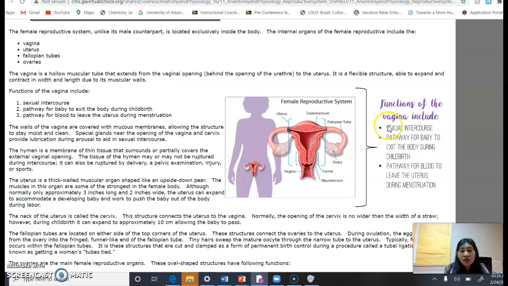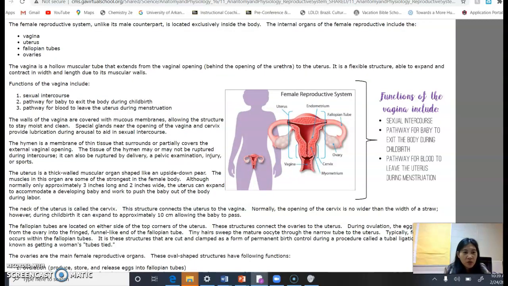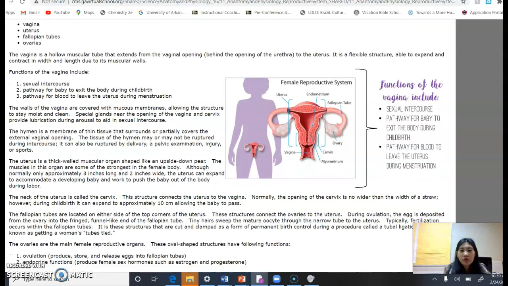This structure connects the uterus to the vagina. So in this part here is the cervix. Normally the opening of the cervix is no wider than the width of a straw. However, during childbirth, it can expand to approximately 10 cm, allowing the baby to pass. Imagine how powerful our reproductive system is.